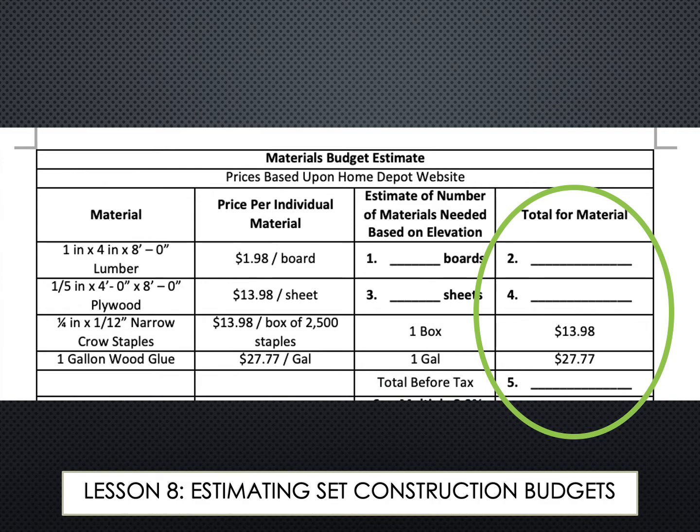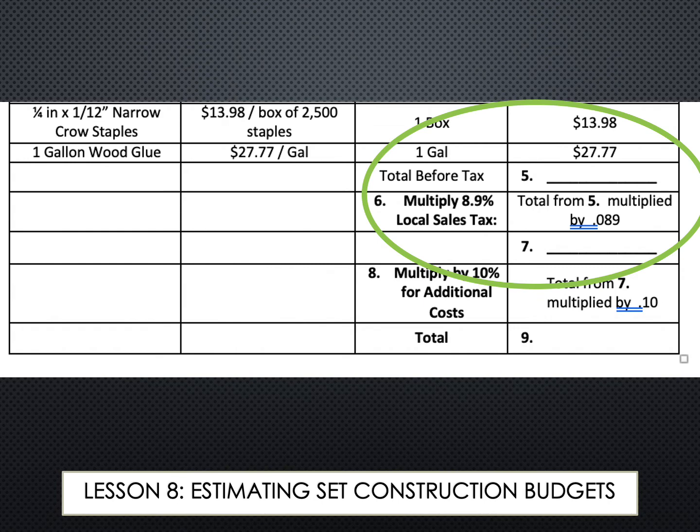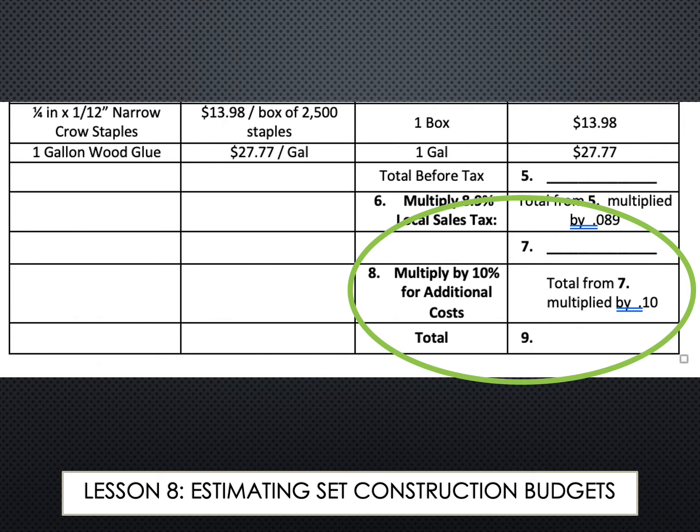I make sure that I account for local sales tax in numbers 6 and 7. And I add a budget buffer of about 10% for any additional costs in case either I or the crew makes measuring or cutting errors in numbers 8 and 9.